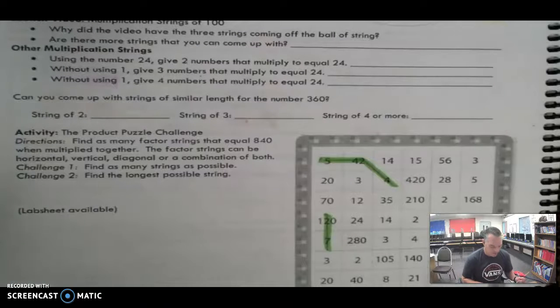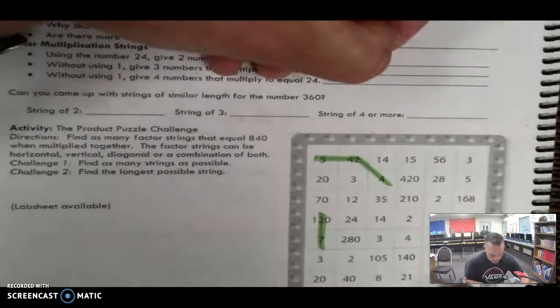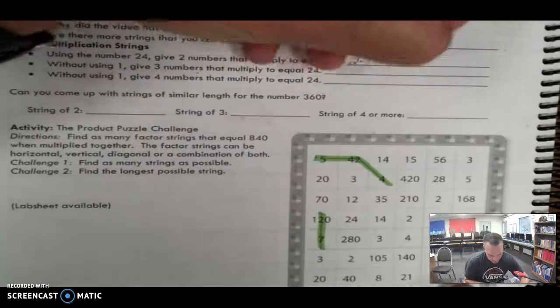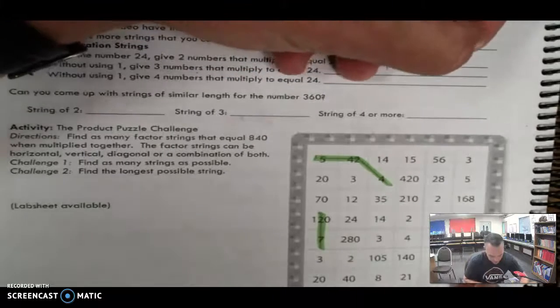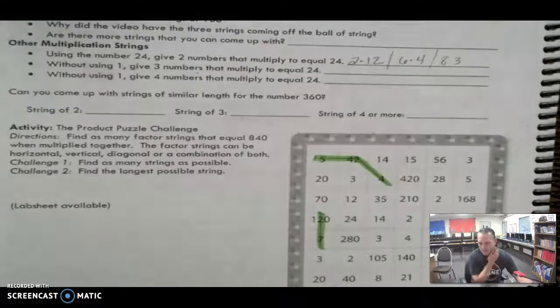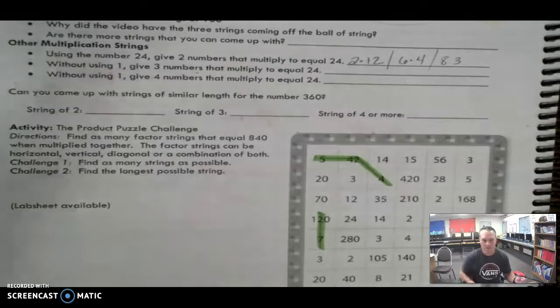Okay, so there's a couple things you could do. You could use 1 times 24, but we don't really ever want to use 1 because that is not a prime number and it's not a composite number. It's a special number. So for this lesson, don't use 1. So maybe you used 2 times 12, maybe you used 6 times 4, maybe you used 8 times 3. Those are 2 factor strings.